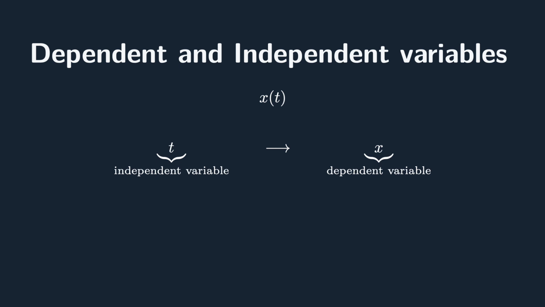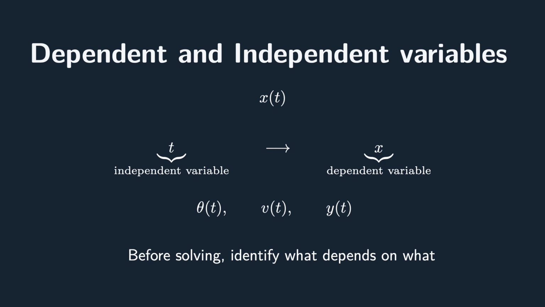The dependent variable is the quantity that changes in response. In this example, that is x. It might represent position, displacement, angle, voltage, or some other system variable. So, before working with a differential equation, it is useful to ask, what are the dependent variables and what are the independent variables? In other words, what depends on what?